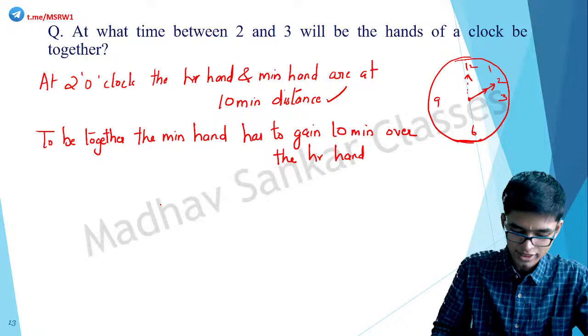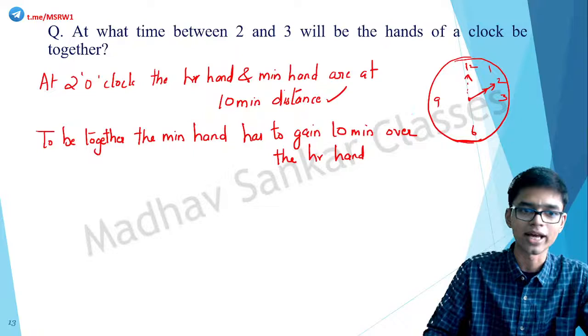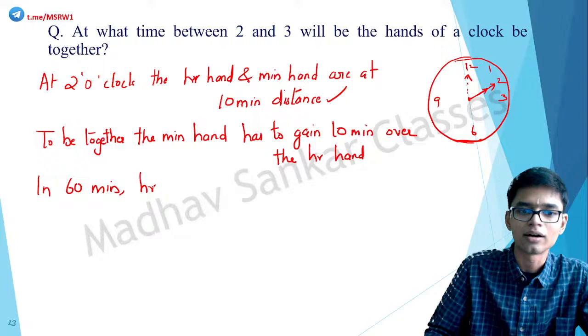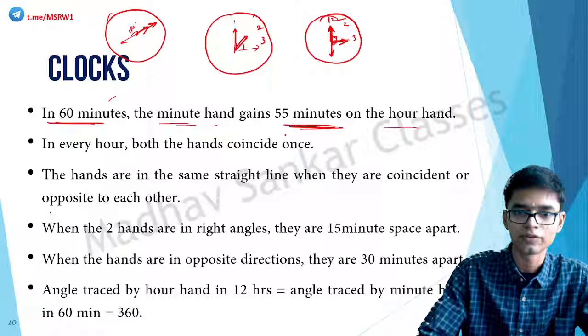All right. Now, I hope you remember the first thing that I have taught you. In 60 minutes, the minute hand gains 55 minutes over the hour hand. Based on that, in 60 minutes, the minute hand gains 55 minutes over the hour hand.